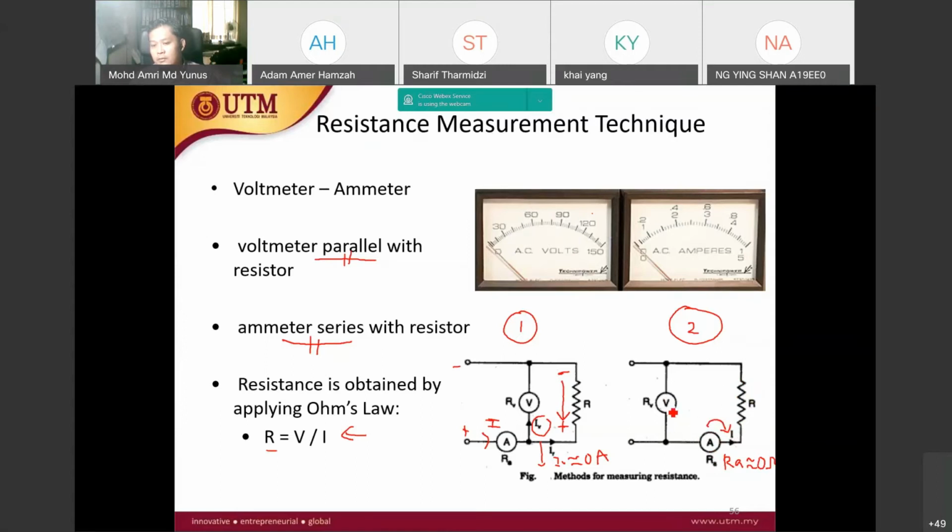And then the voltmeter is relatively in parallel with the resistor that we want to measure. Since RA is very small, VA is equal to I multiplied by RA. So VA is significantly low, and we assume that it does not have any influence on the voltage measurement.